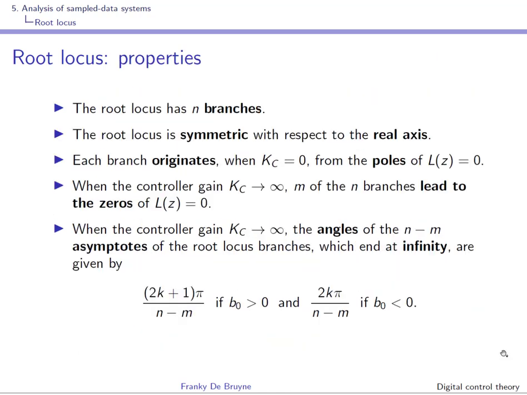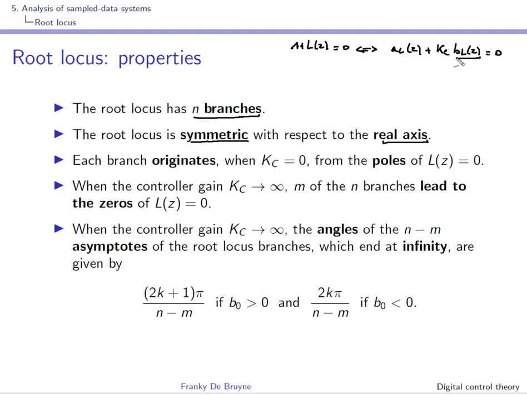Well, let us have a look at the properties of this root locus. It has n branches. N is the degree of AL, so the denominator in the loop gain, and the root locus is of course symmetric with respect to the real axis. We had seen that this condition 1 plus L(Z) equal to 0 is equivalent to AL(Z) plus Kc BL(Z) equal to 0.